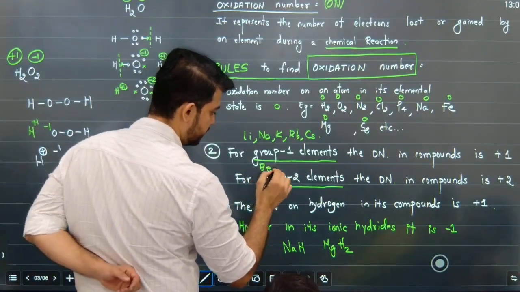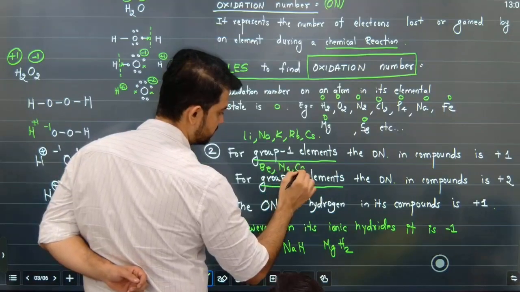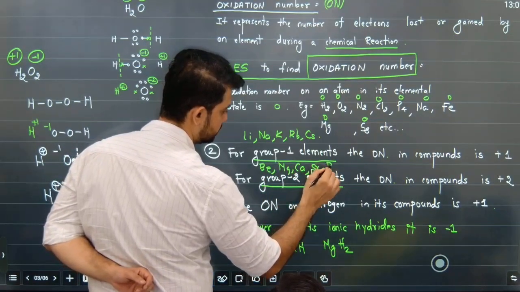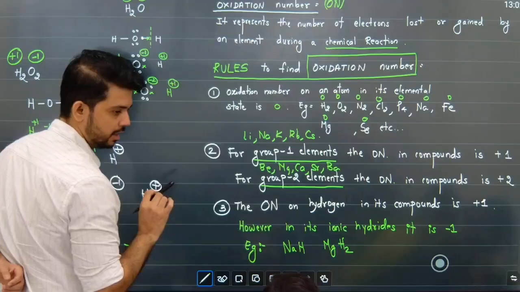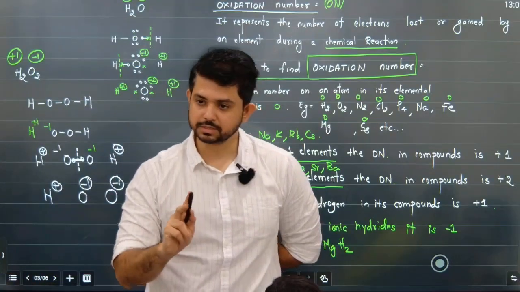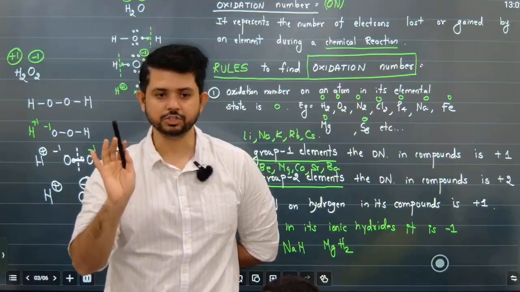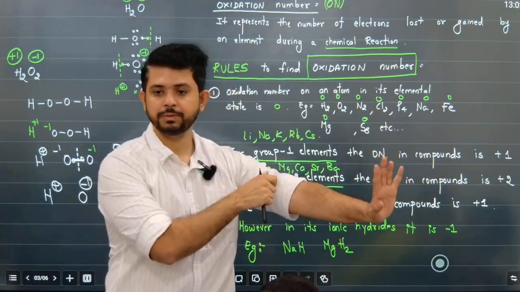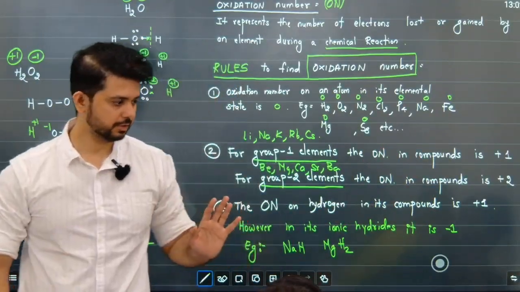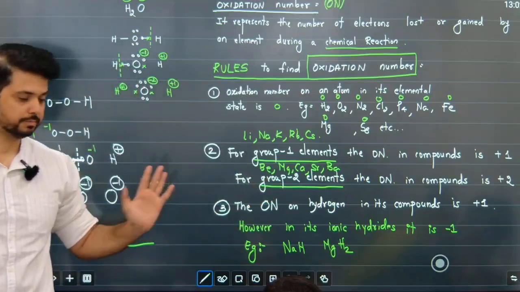Beryllium, magnesium, calcium, strontium, barium. It stops at barium. Group 2 elements, again in compound form, they will always carry a charge of +2. With me? Second rule. Third rule.